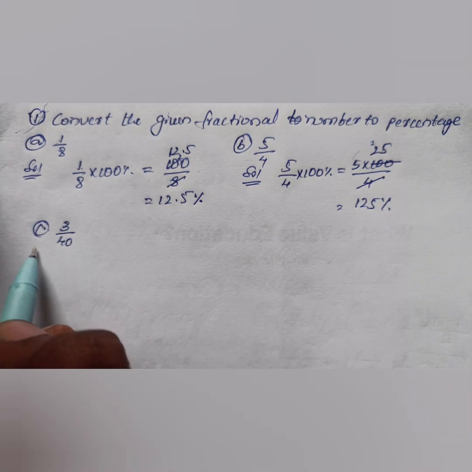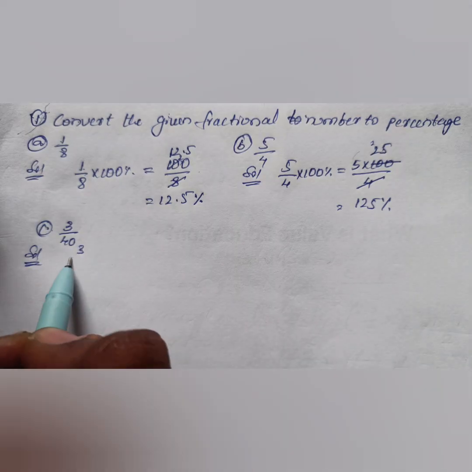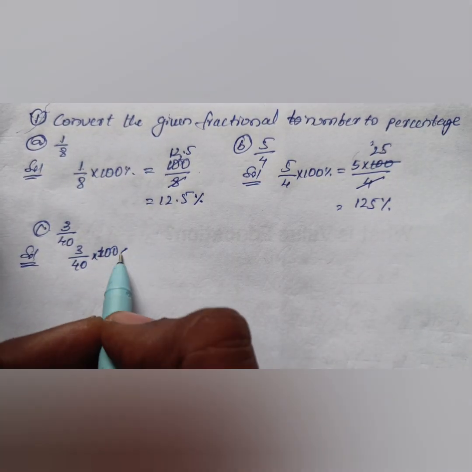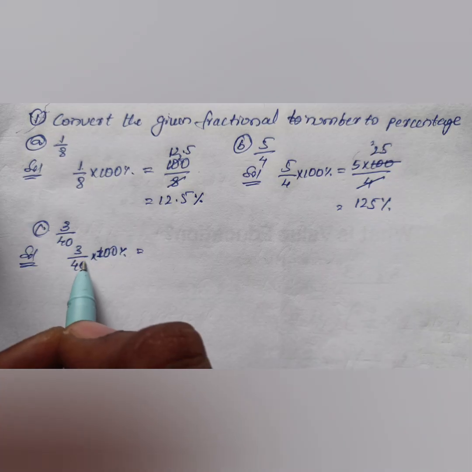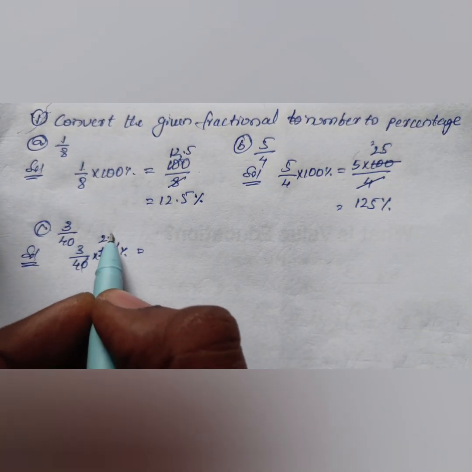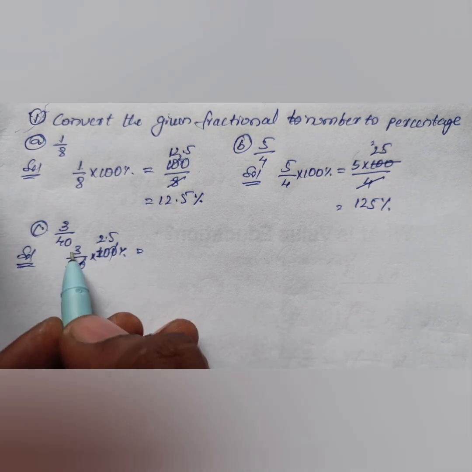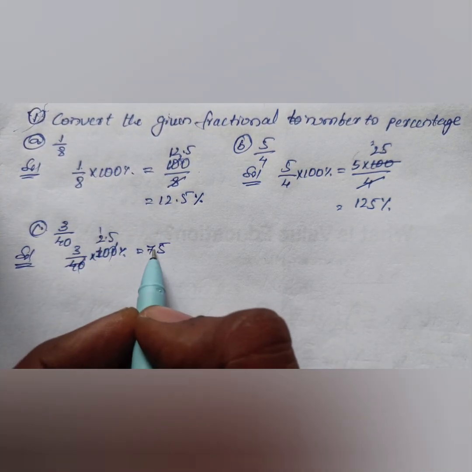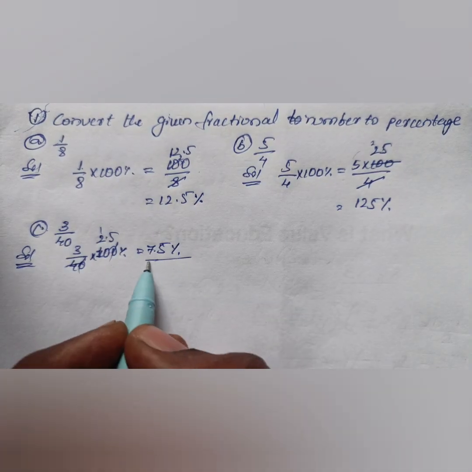Now C1: 3 divided by 20. Solution: we will write 3 divided by 40 into 100. Sorry, that is 20 into 100. Therefore the zeros get cancelled. 2 ones are 2, 2 twos are 4, 2.5... Now 3 fives are 15, 3 twos are 6, plus 1 is 7. 7.5 percentage is the answer.